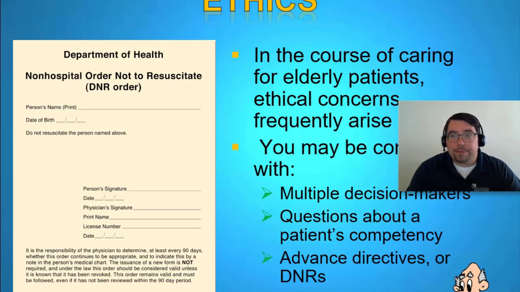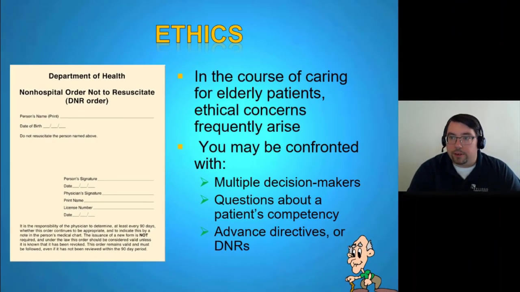When it comes to ethics, in the course of caring for elderly patients, ethical concerns are going to arise frequently. You're going to be confronted with a lot of different situations: people who are trying to make decisions for their parents or grandparents or those elderly that they're caring for. A lot of times there's going to be discussion about a patient's competency, if they're able to make decisions for themselves, and then we deal with power of attorney and advance directives or DNR orders.